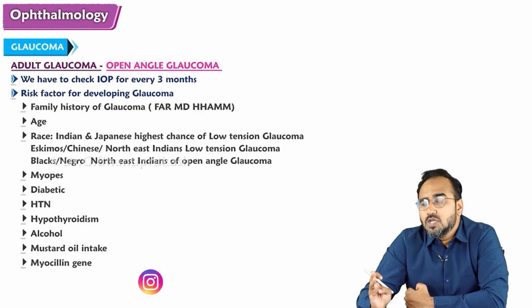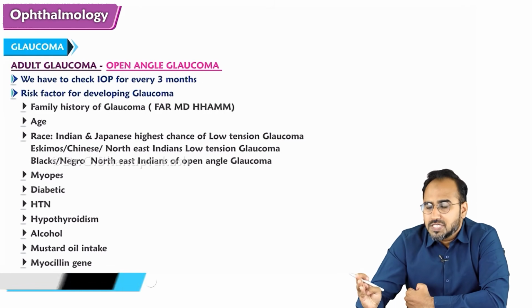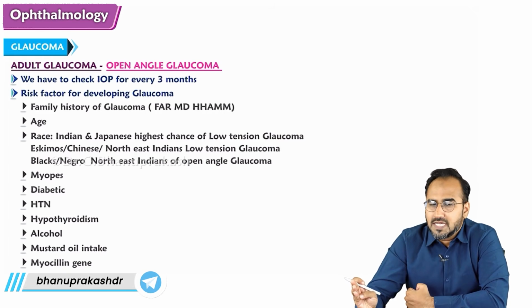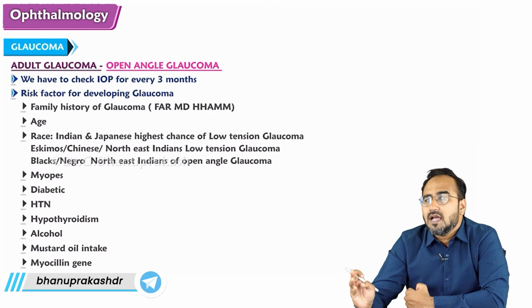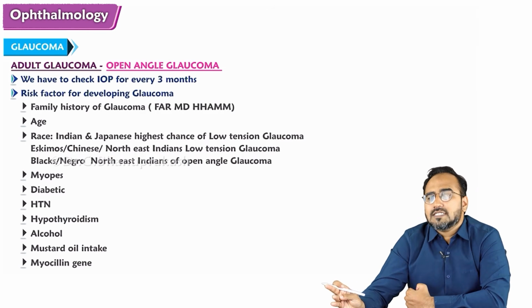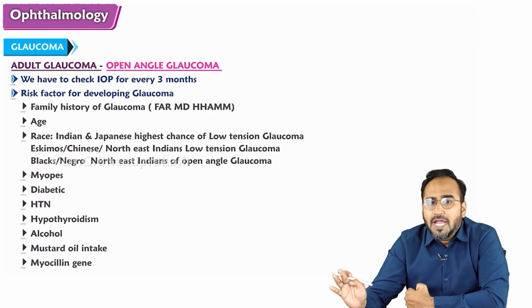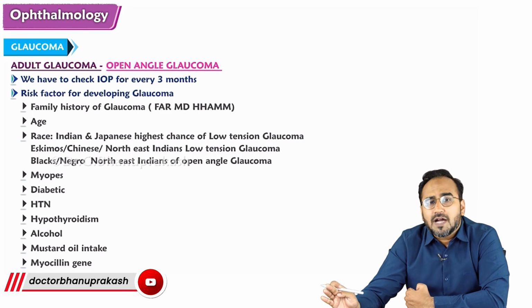In Indians, you will see low tension glaucoma and all. Okay. So, family history is there, race is there. Age is there. Elderly patients are at risk of glaucoma. Apart from that, some underlying disorders can lead to glaucoma such as hypertension, hypothyroidism, diabetes, myopes. These are all risk factors for developing what? Glaucoma. Apart from that, what else?